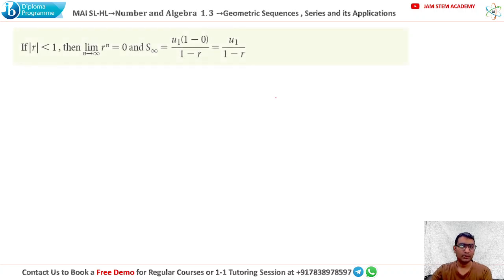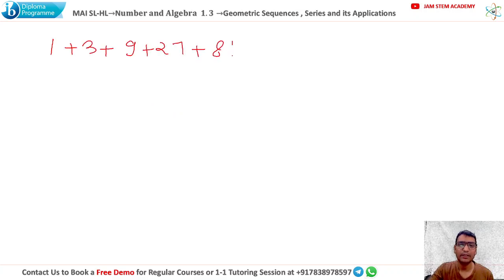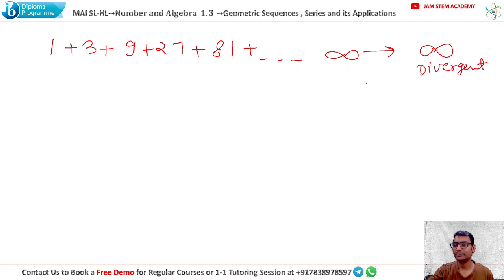Okay. Now, as I said, if we have infinitely many terms, then what will happen? How to find the sum? For example, if you have 1 plus 3 plus 9 plus 27 plus 81. Yes, it is a GP, and let's say there are infinitely many terms. So terms are increasing. If you add up all the terms up to infinity, this sum is again going to be a divergent value. It is tending towards infinity, so it is divergent, right? For infinite terms, you will not get any answer, right?